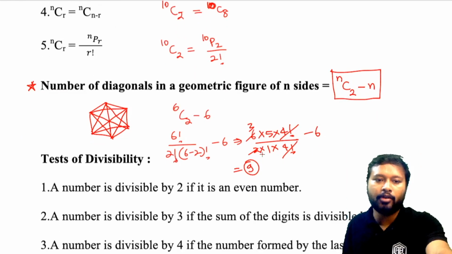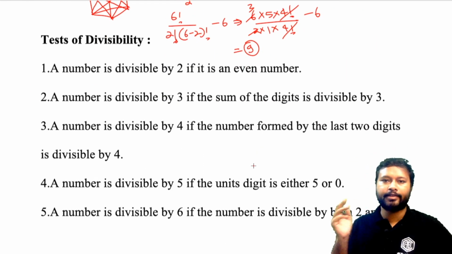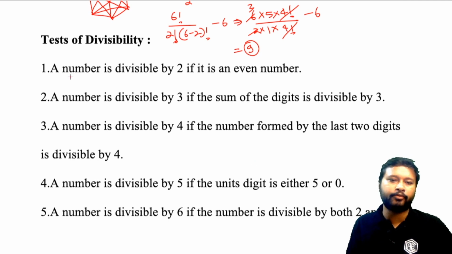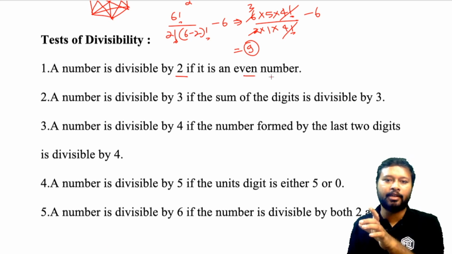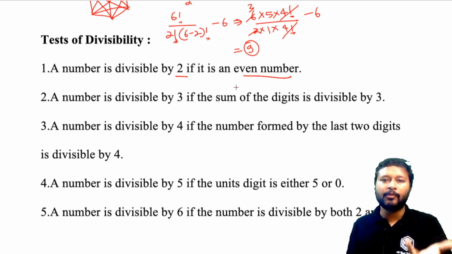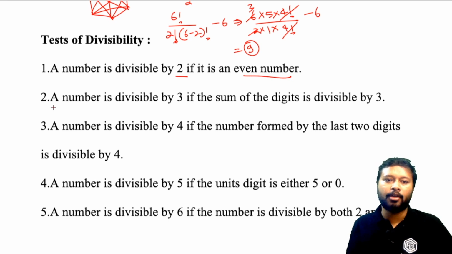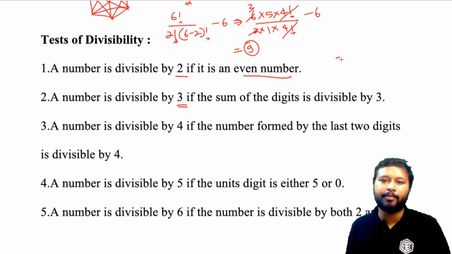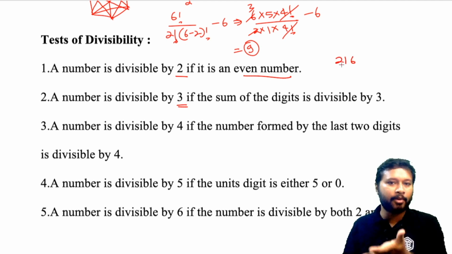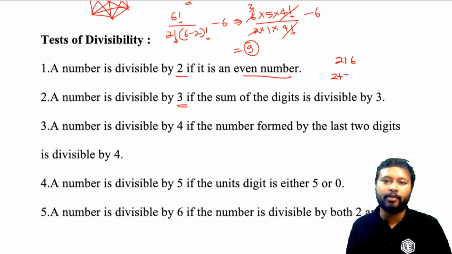Okay, the next set of formulas, or next set of notes which we have, is to test divisibility. If a number is divisible by 2 or not, in order to check that, if it ends with an even number, that is, if it ends with 2, 4, 6, 8 or 0, in that case it will be divisible by 2. Now if a number is divisible by 3 or not, what you have to do is add the digits of that number. For example, if I ask whether 216 is divisible by 3 or not, just add 2 plus 1 plus 6, it will give us 9, and if 9 is divisible by 3, then it will be divisible by 3.